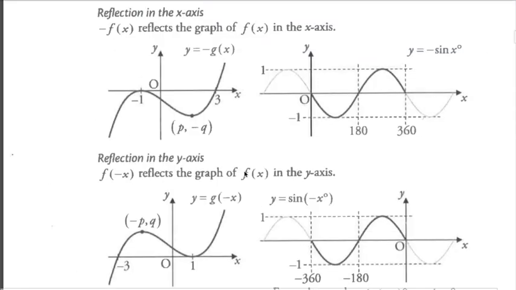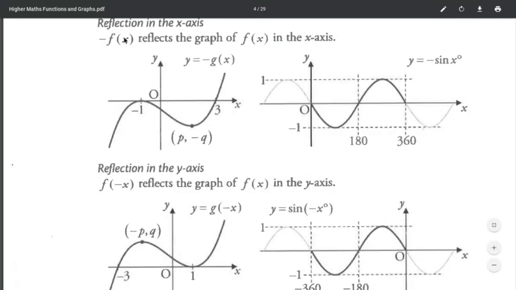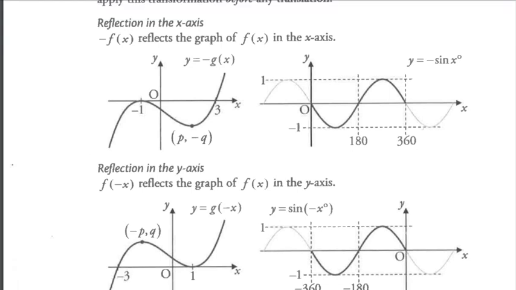And just summarizing, negative f of x is a reflection in the x-axis, that's a change in the y-coordinate. F of negative x is a reflection in the y-axis, sorry, f of negative x reflects the graph in the y-axis, and it is the x-coordinate that changes when that happens.